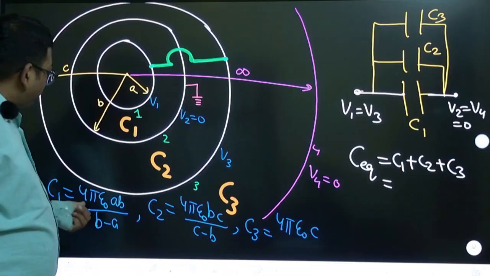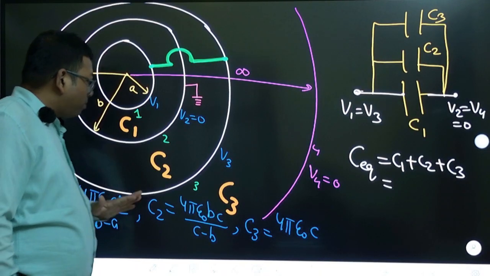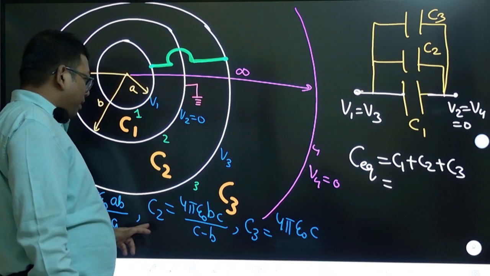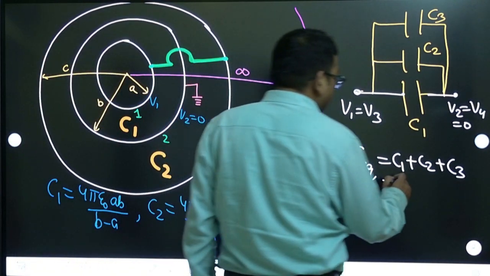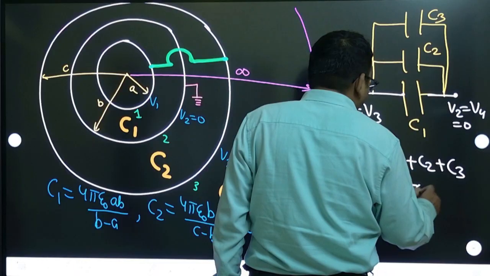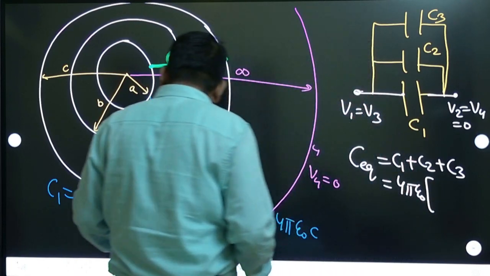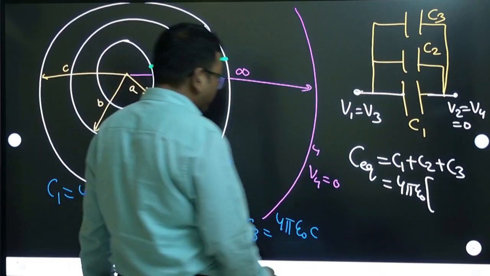You take common 4 pi epsilon naught will come common. First of all, 4 pi epsilon naught you take common. 4 pi epsilon naught I take common. Then here what it is, AB by B minus C.